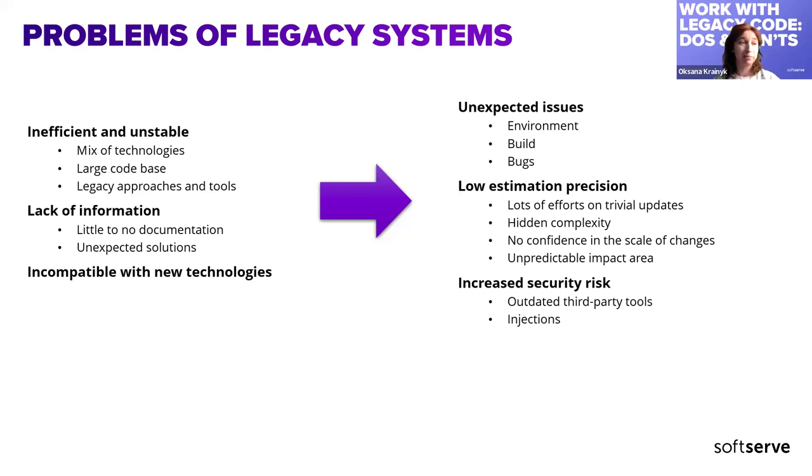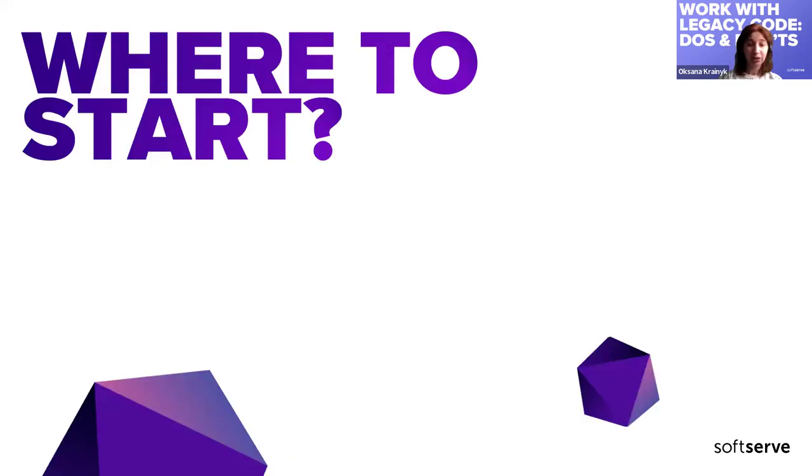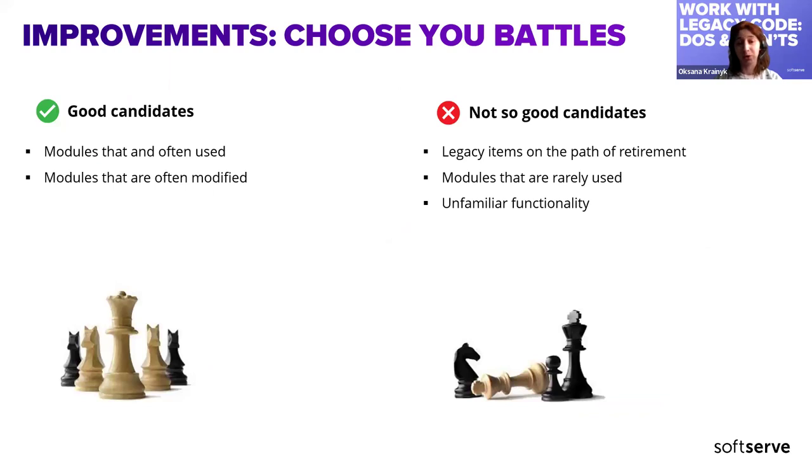The most noticeable among them are the problems with planning. It's quite difficult to estimate how much time a feature will take if you don't really know what's going on, and there are a lot of unexpected defects along the way. One item I'd like to highlight, usually not the most noticeable but important nonetheless, is the increased security risk. With outdated third-party tools, it's quite possible to overlook a potential security injection. This is a very important item to pay attention to. So with that in mind, let's move on to the ways of actually working with a legacy solution.